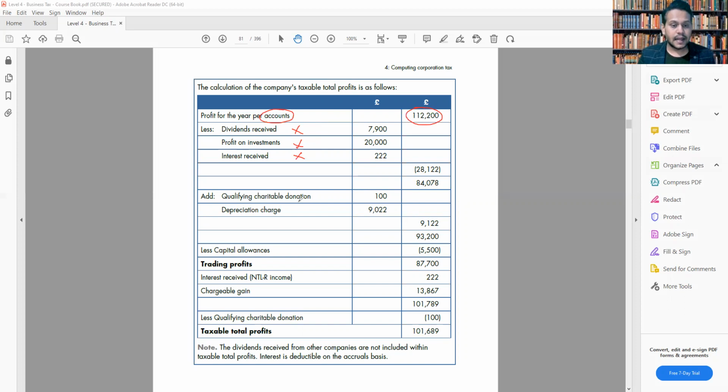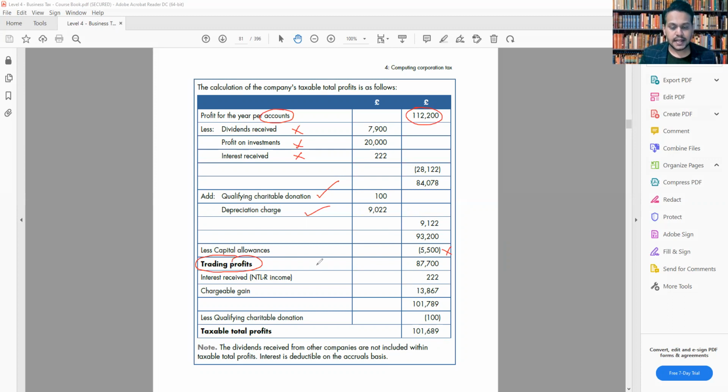And after that, I add back qualifying charitable donation, because this is not my trading expense. I just give some donation to charity, so it is not my trading expense. So I have to add back. And the depreciation, it is not my trading expense, so I have to add back. And if there are any capital allowances, we take them out. And after that, I get my trading profit.